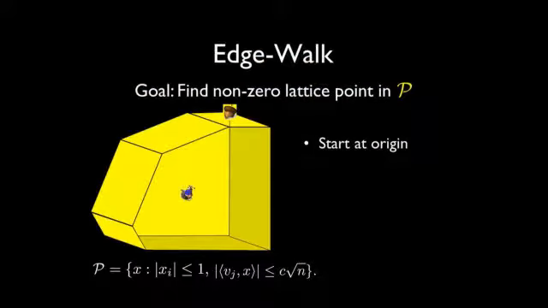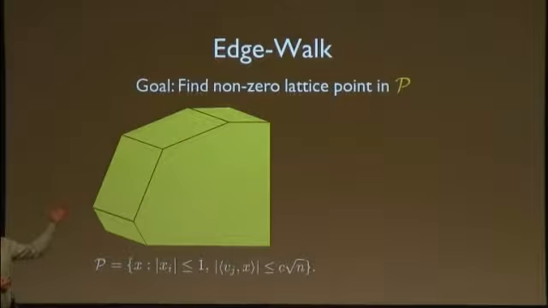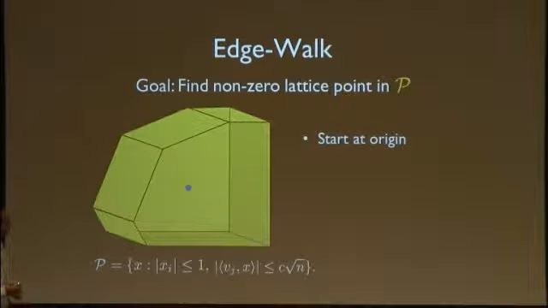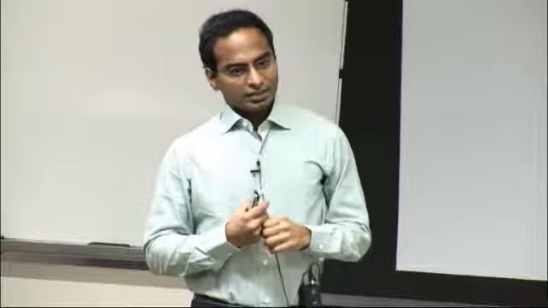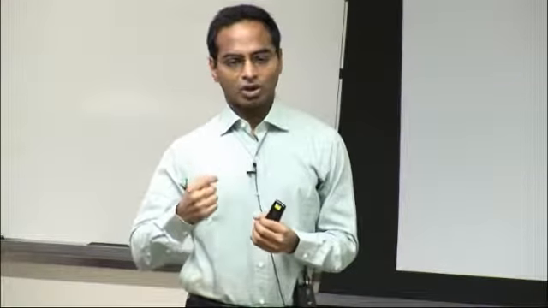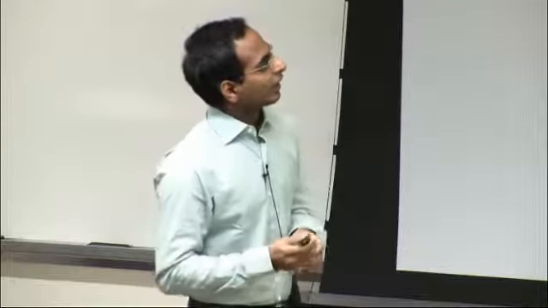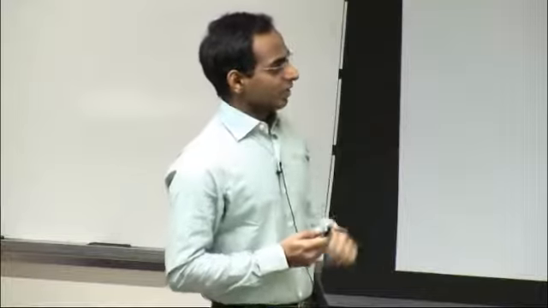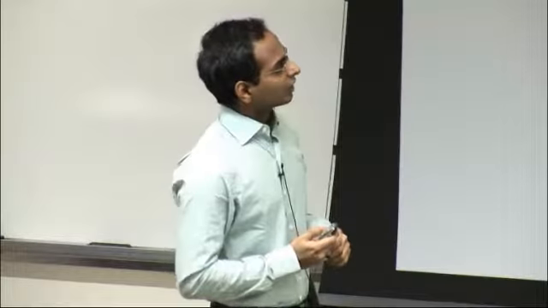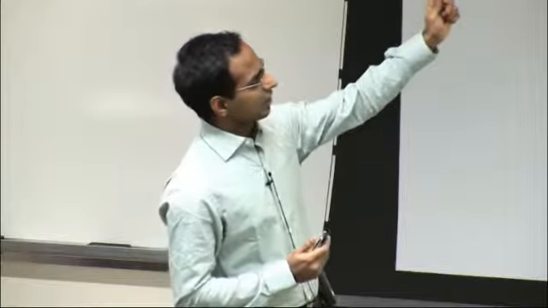So here's the setup again. You have this polytope, and we'd like to find a highly non-zero lattice point inside this polytope. And for intuition, let's use the distance from the origin as a proxy for how non-zero a point is. That's just for intuition. And so we are starting at the origin, let's say. And our goal is to find a vertex which is as far away from the origin as possible, but still inside the polytope.